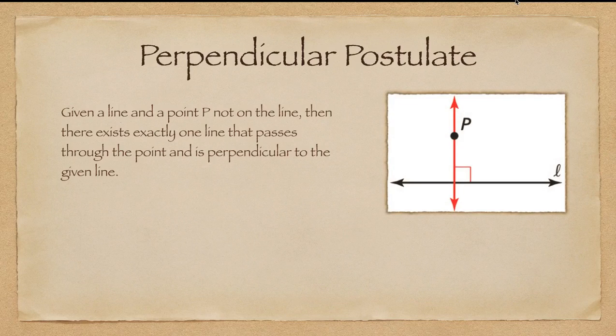Next is the perpendicular postulate. Given a line and a point P not on the line, then there exists exactly one line that passes through the point and is perpendicular to the given line. Again, notice line L in black and point P not on the line. The red line represents the existence of a unique line that passes through point P and is perpendicular to line L. Let's look at some algebraic examples using the perpendicular postulate.